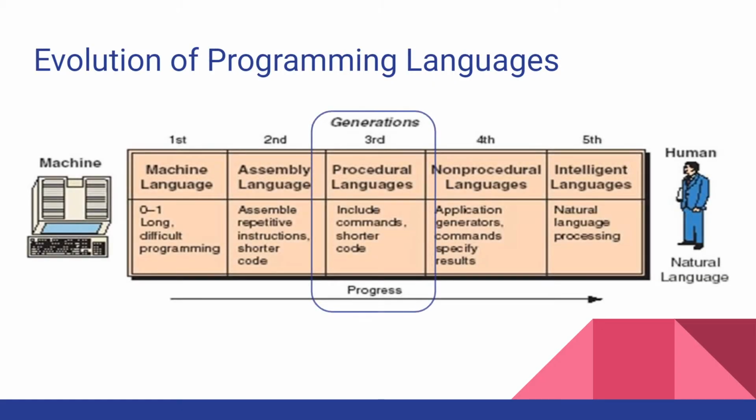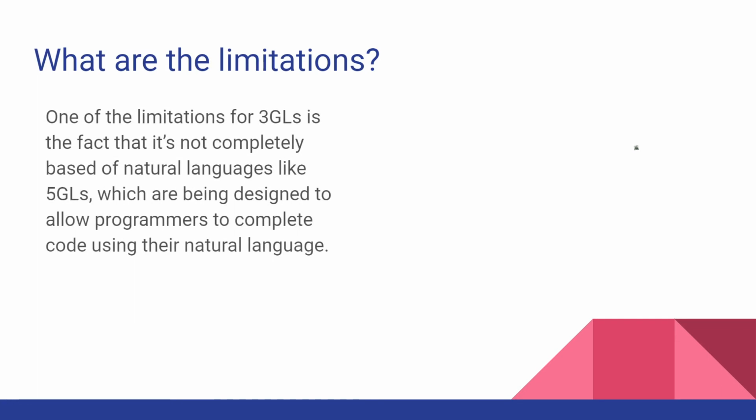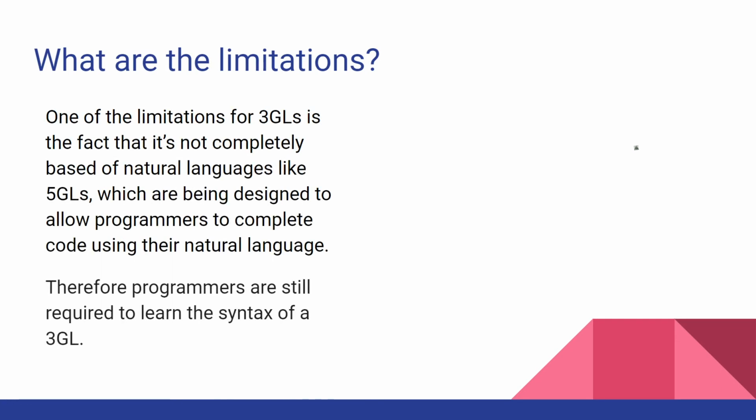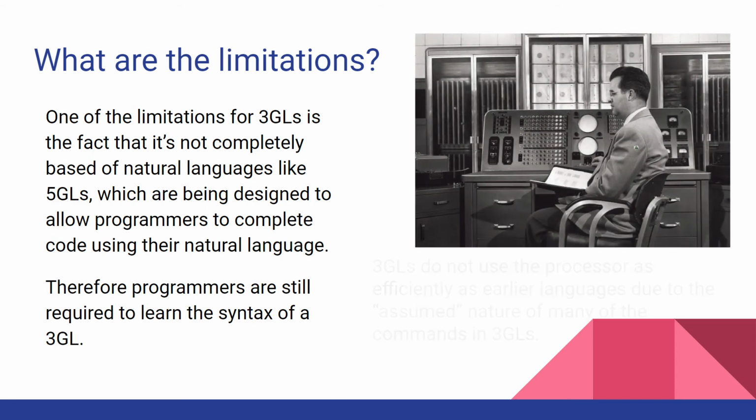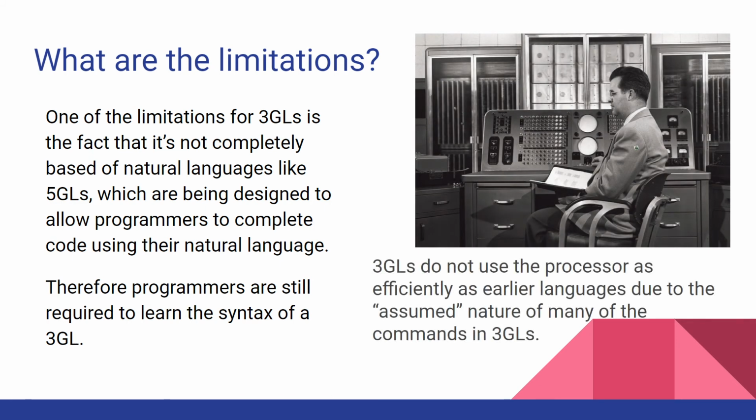So here's the evolution. We start with our machine language of zeros and ones, our assembly using repetitive instructions and shorter code sets, to our procedural languages, which is our third generation, to fourth and fifth generation languages, which we'll come to soon. Limitations of 3GLs, well, it's not based on natural language. It is still a syntax, so it's a whole grammar set that you need to learn. When you're learning a third generation language, you are learning a new language. You have to learn the structure of that language, its grammar.